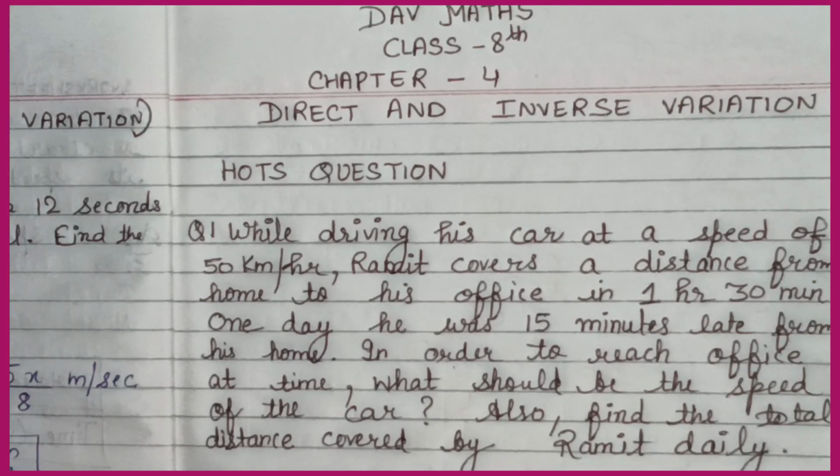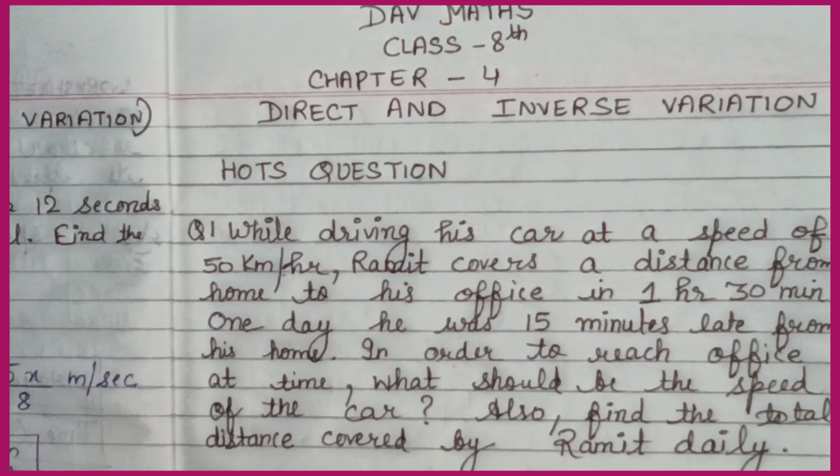Today we are starting the HOTS question of DAV Maths class 8 chapter 4, and our chapter name is direct and inverse variation. So here is our HOTS question. While driving his car at a speed of 50 km per hour, Ramit covers the distance from home to his office in 1 hour 30 minutes. One day he was 15 minutes late from his home. In order to reach office on time, what should be the speed of the car? Also find the total distance covered by Ramit daily.